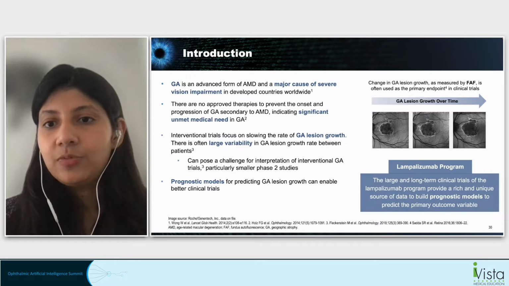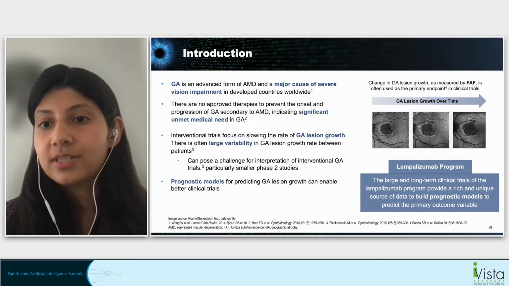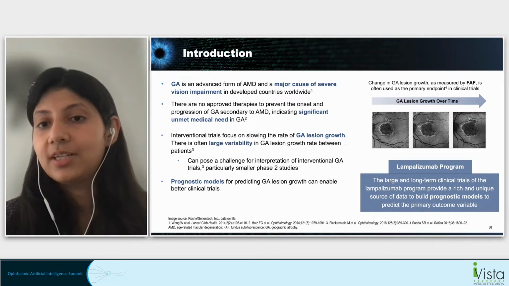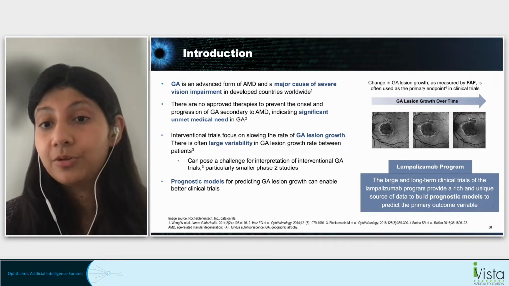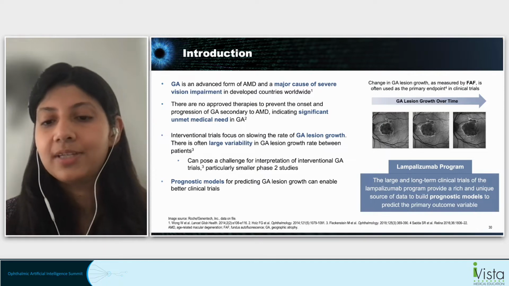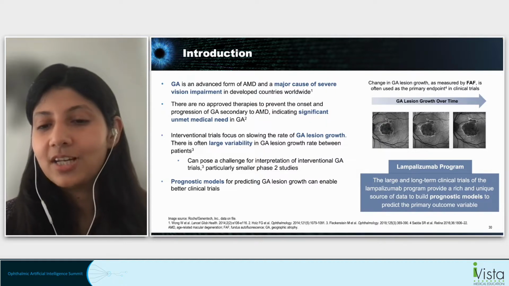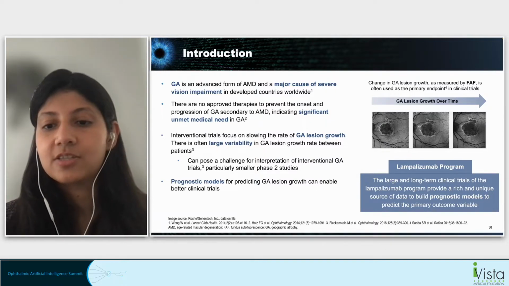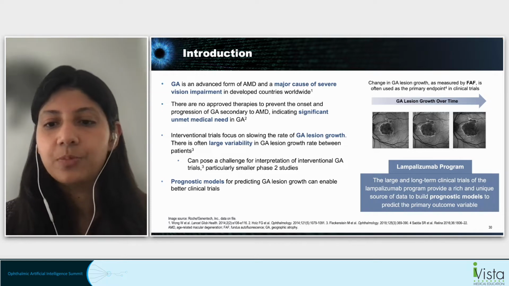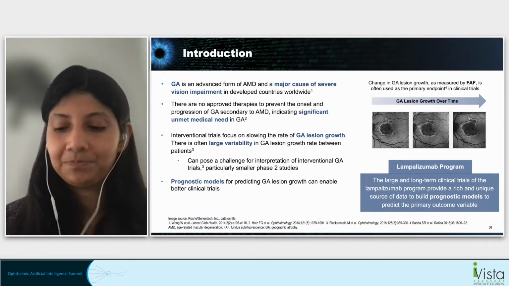So on the right, we see how the GA lesion grows across time, and change in GA lesion growth rate, measured as GA growth, is often used as a primary endpoint. And for this, we use lampalizumab studies, which are basically large and long-term clinical trials, which provided us a source of data to build these prognostic models to predict the primary outcome.